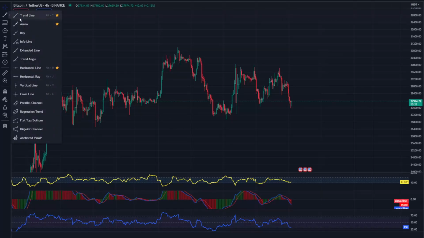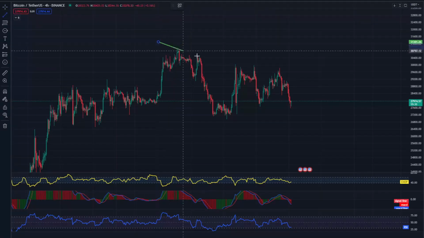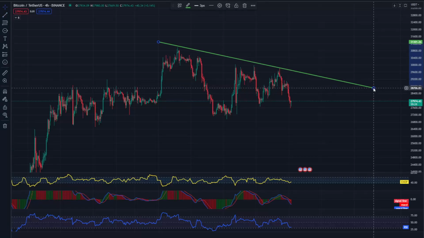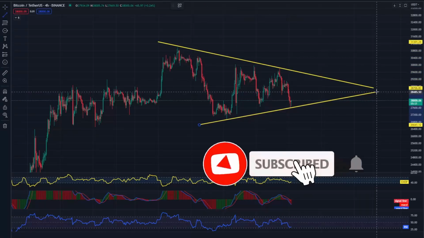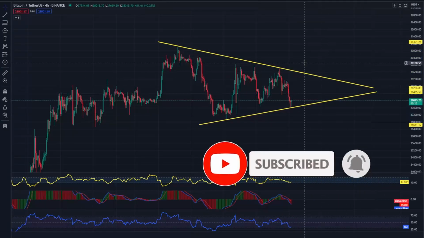Let's start by checking the current situation on the BTC pair to USDT, taking into account the 4-hour interval. First, we will use the yellow lines to mark the local triangle in which the price is currently moving.